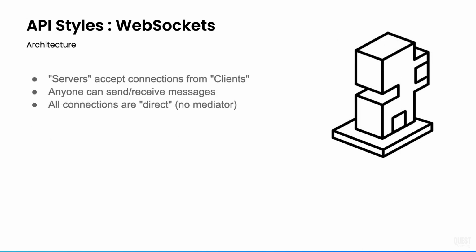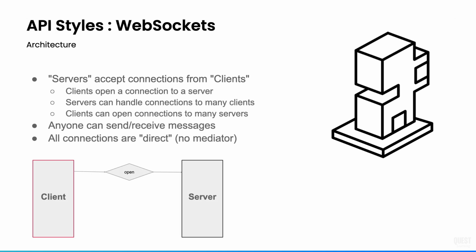So servers connect to clients. Clients open a connection. Servers accept those connections. Servers can handle multiple connections from many clients and actually keep them separate so they'll know which conversation is going on and how to answer each individual client. Clients can also open connections to many servers. It kind of doesn't matter. The notion of client and server really disappears when you have this kind of peer-to-peer connection service.